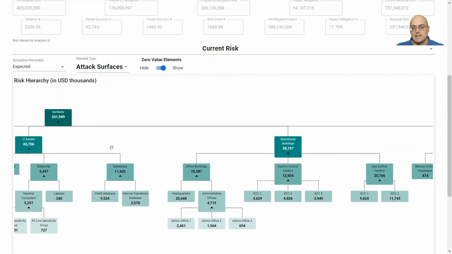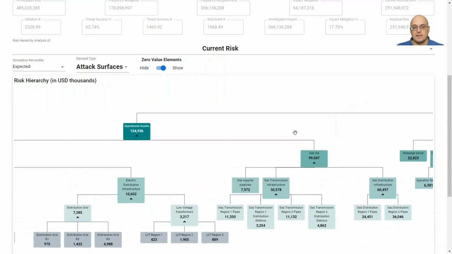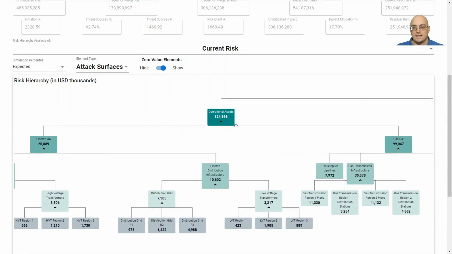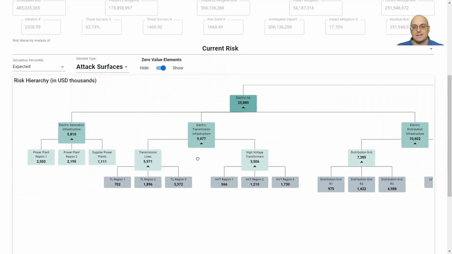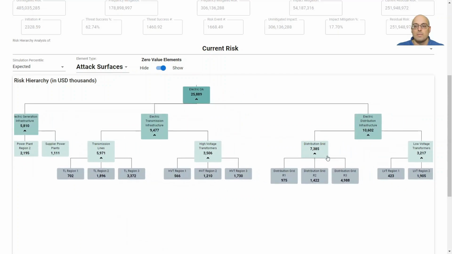So there can be IT assets, operational buildings, and most importantly, operational assets, within which there are electric operational assets and gas operational assets. And you can see for the electric business, we started to illustrate here that you can start the segmentation of these assets by their types, whether generation, transmission, or distribution. But then you can start getting into various regions or subregions and so on. With the hierarchical view, you can essentially do the analysis and you can go down to a very granular view.